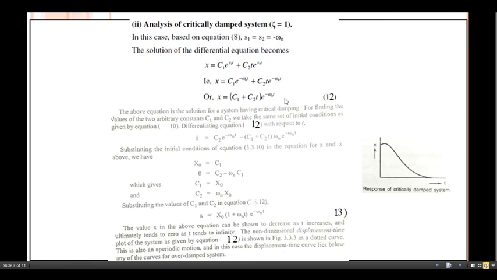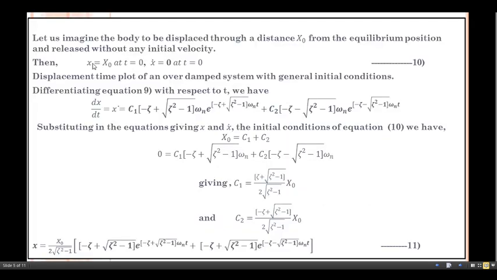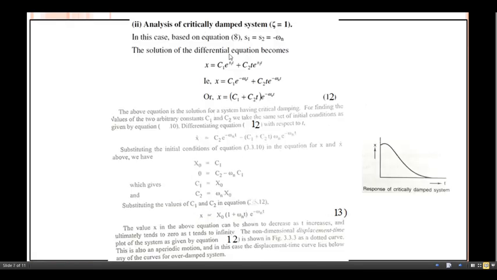Differentiating equation 12 with respect to time t. We already know the initial conditions: x equals x naught at time t equals 0 and x dot equals 0 at time t equals 0. Before applying these initial conditions, it is very important to take the differentiation of equation number 12 with respect to time t.